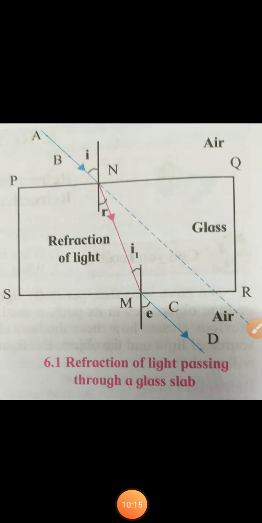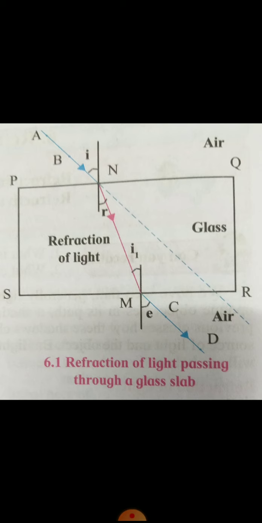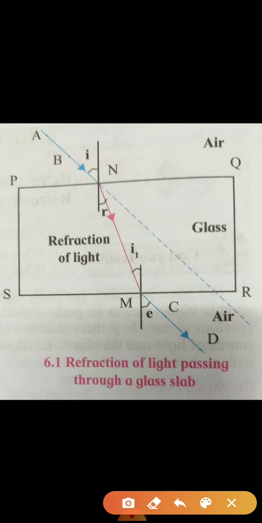Here the first refraction occurs when the light ray enters the glass from air at N on the side PQ. Yes. This is the incident light, so AB is the incident ray. When this is the air medium, first refraction occurs at N. This is the point N on the glass slab. And this ray bends here in the glass. You will see the red color ray, how it is bending. So that is the first refraction on side PQ.